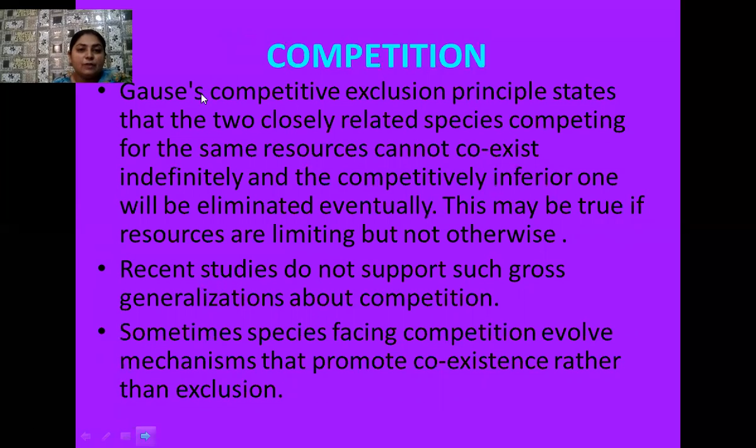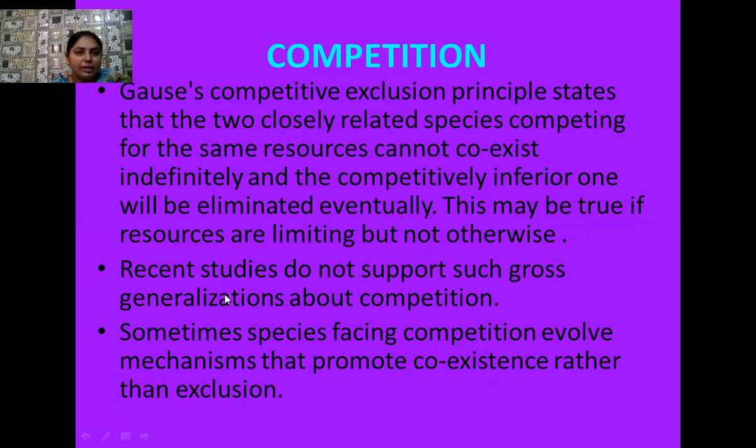So here I want to discuss one principle that was given by the scientist Gause, and that is Gause's competitive exclusion principle. What this principle states is that two closely related species which are competing for the same resources cannot coexist indefinitely. And what happens? The competitively inferior one will be eliminated eventually. This may be true if the resources are limited, but if the resources are unlimited, then it will not happen, because the weak species, the inferior one, can also survive since there is no lack of resources. So both species coexist.